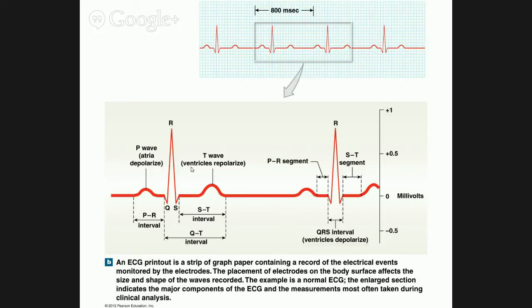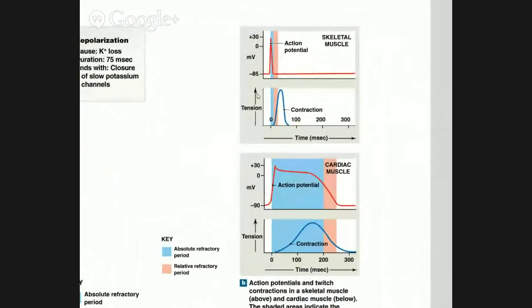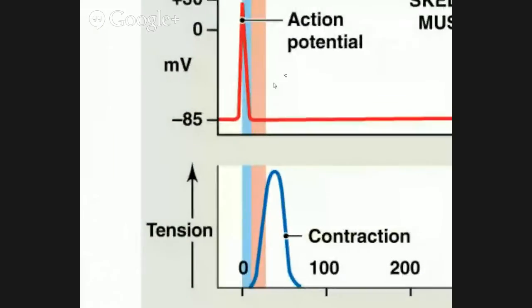Now, the power of the EKG is that when we see something other than this, it actually tells us a lot about what's going on with the heart. So we can use it as a diagnostic tool to point out when there are problems. And that's one of the things I want to talk about here. But before we go there, I want to talk about action potentials in skeletal muscle versus cardiac muscle. So let me look at these pictures first.